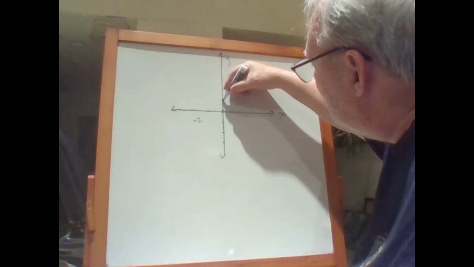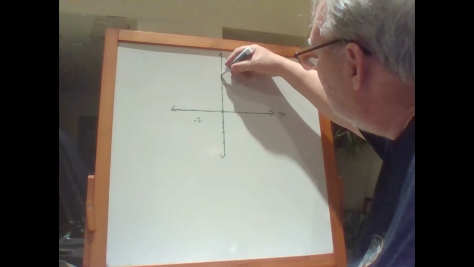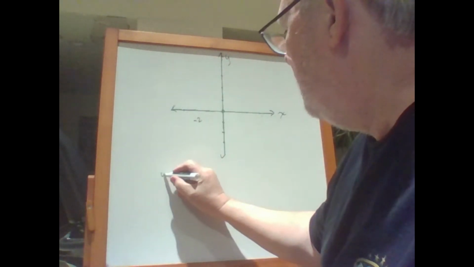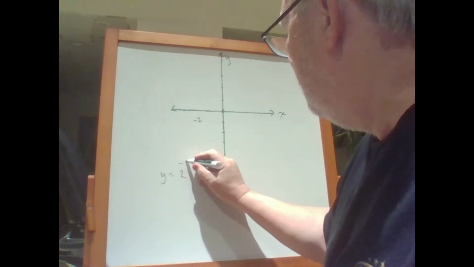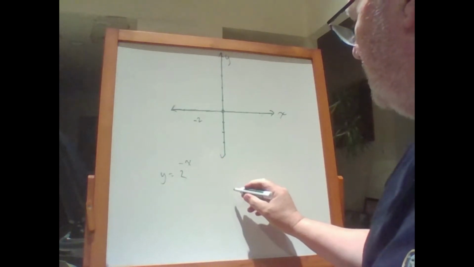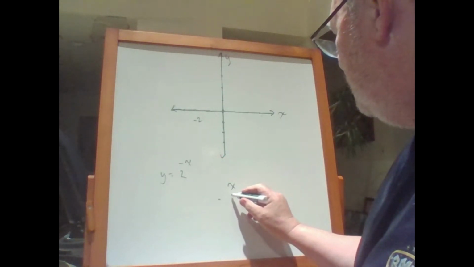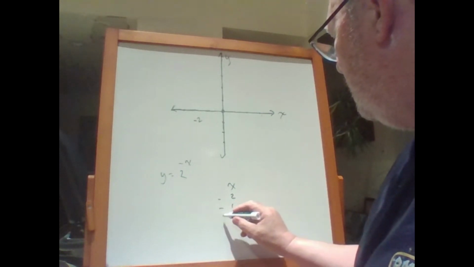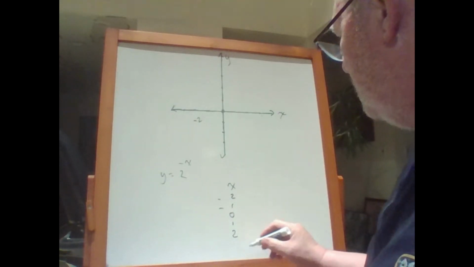And we can say this is 1, 2, 3. Okay, and what we want is y equal to 2 to the negative x. So let's make a table. X is -2. X is -1. X is 0. X is 1. X is 2.